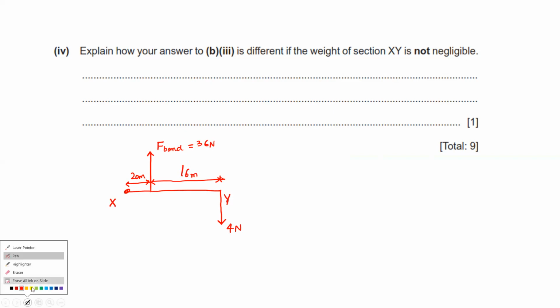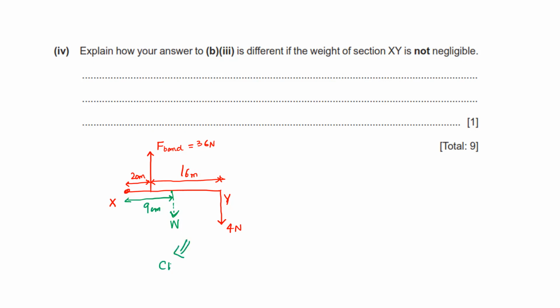So what we have done is we have made this XY bar of negligible weight. If we include the weight, it will be acting downwards. So this will be the weight of the bar, for example at 9 centimeters. So this will be increasing the clockwise moment. To compensate it, the force on the rubber band will be more. The force on the rubber band will be much more than what we have calculated.